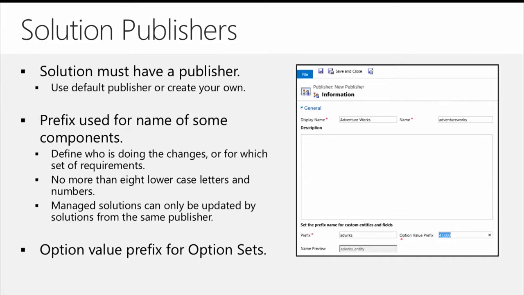The other thing to remember is each publisher will have an option value prefix, and you can see in this case it says 47,000. This is really used when you start creating option sets inside the application. This is what's going to be used for the values associated with those option sets. So again, we're able to define specifically what those items look like.